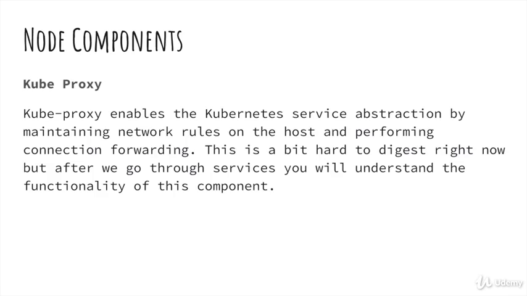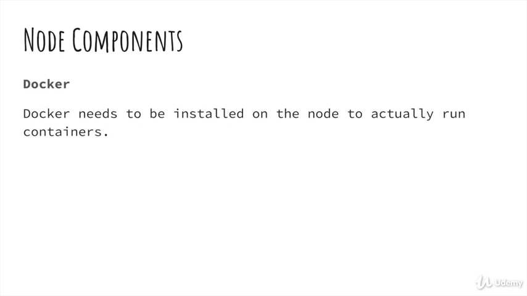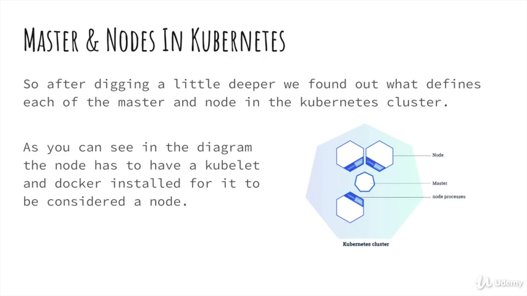This is a bit hard to digest right now, but after we go through the services section, you'll understand the functionality of this component more clearly. And obviously, Docker needs to be installed on the node to actually run the containers, as Kubernetes doesn't run the containers, it just manages the containers for you. As such, it is an orchestration tool. So after digging a little deeper, we found out what defines each of the master and node in the Kubernetes cluster. As you can see in the diagram, the node has to have a kubelet and Docker installed for it to be considered a node.